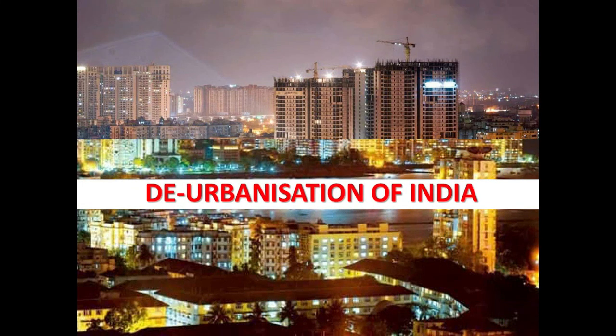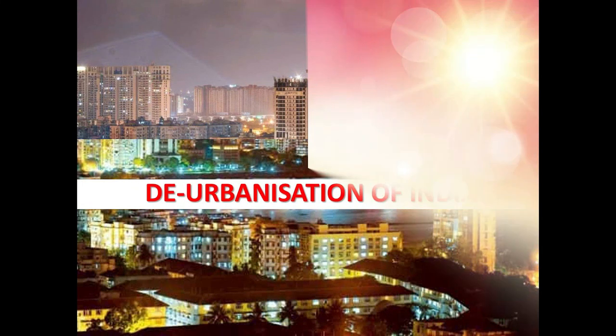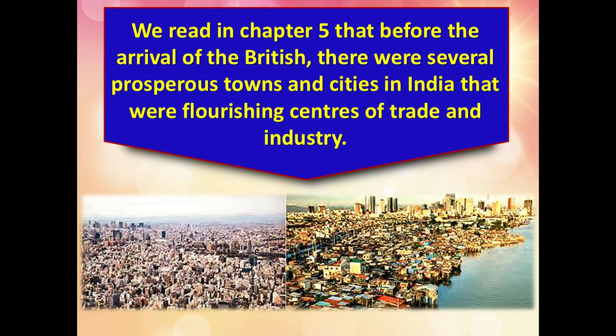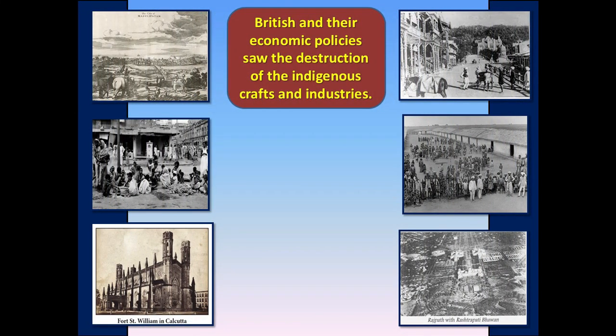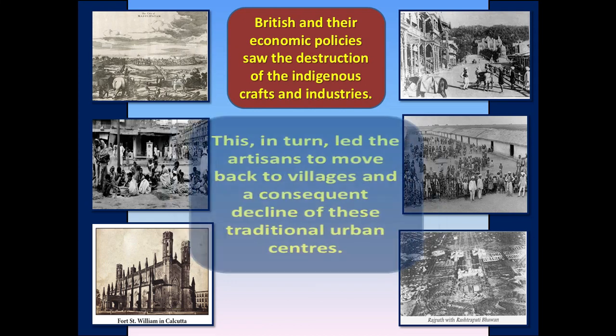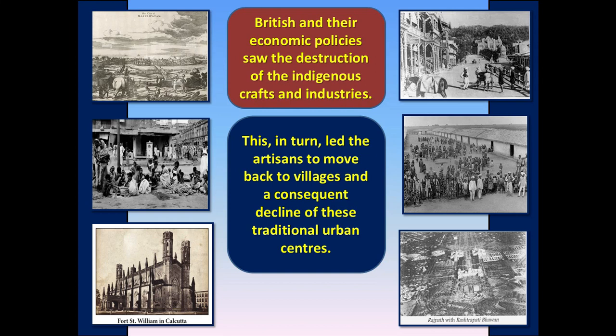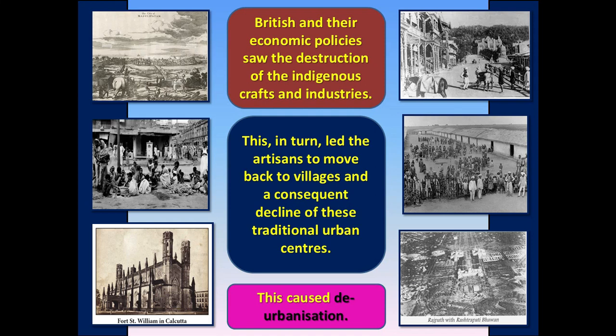The first topic is the de-urbanization of India. What is de-urbanization? We read in chapter number 5 that before the arrival of the British, there were several prosperous towns and cities in India that were flourishing centers of trade and industry. Some of these prominent urban centers were Surat, Masulipattnam, Dhaka, and Murshidabad. British economic policies saw the destruction of indigenous crafts and industries, which in turn led the artisans to move back to the villages, and a consequent decline of these traditional urban centers. So this caused the de-urbanization.